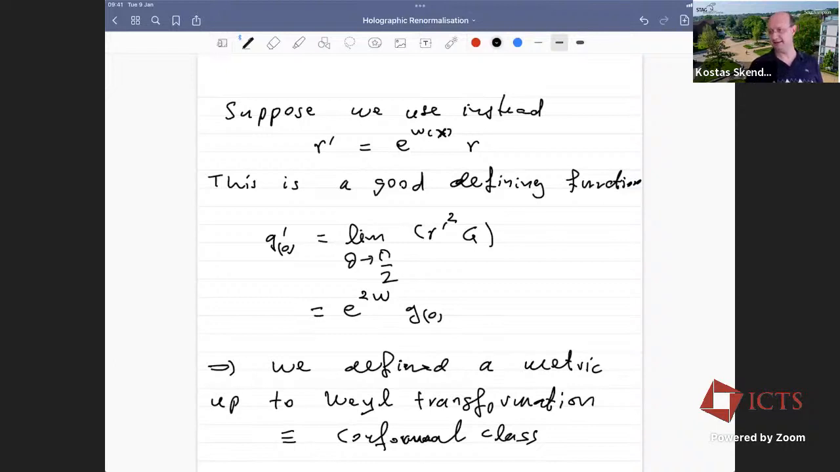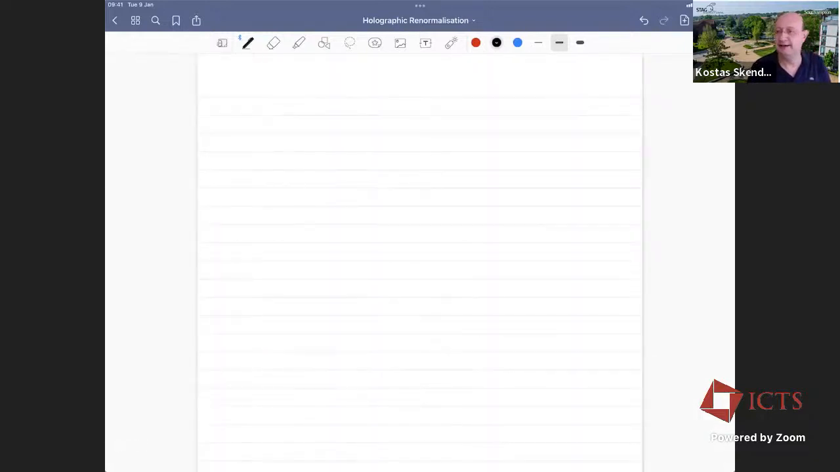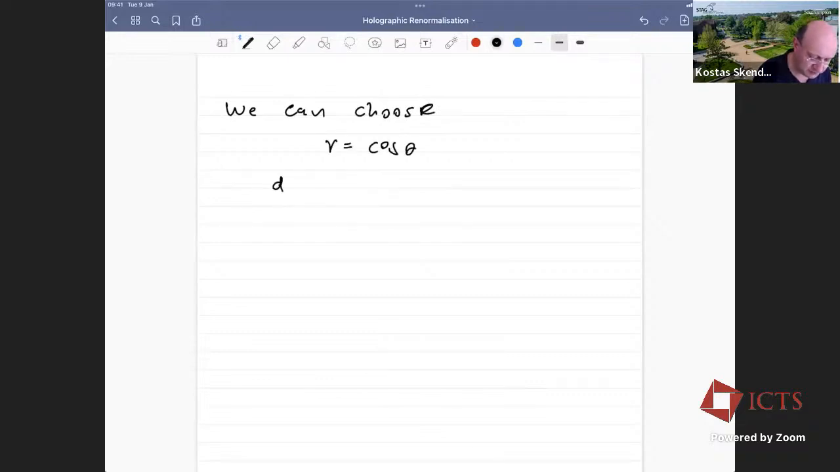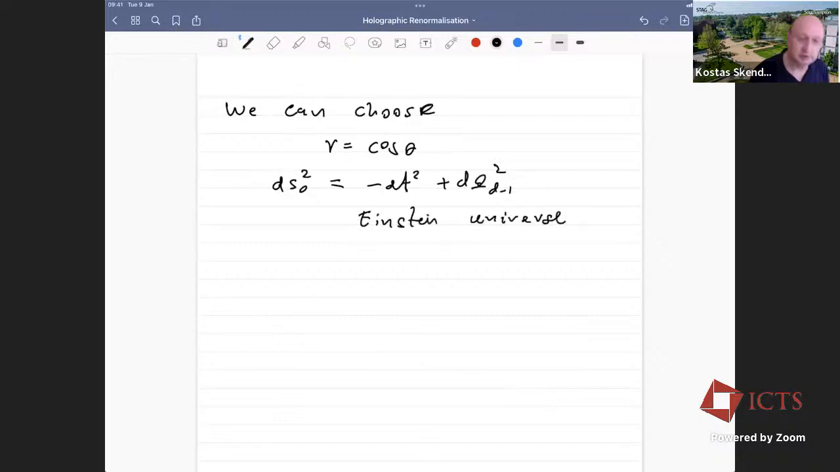So AdS does not have a boundary metric, only a conformal class of metrics. Let's apply this to AdS itself. We can choose R to be just cosine theta, and then this procedure gives us the boundary metric, which is this one. This is the Einstein universe. So properly, AdS has a boundary, which is the Einstein universe.